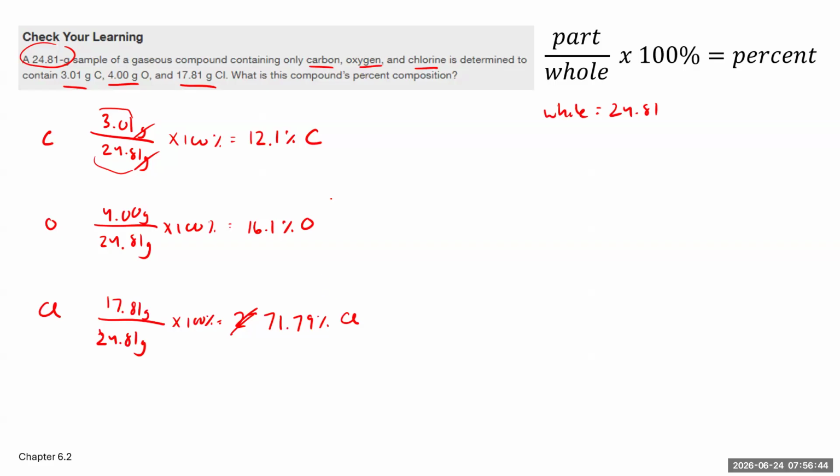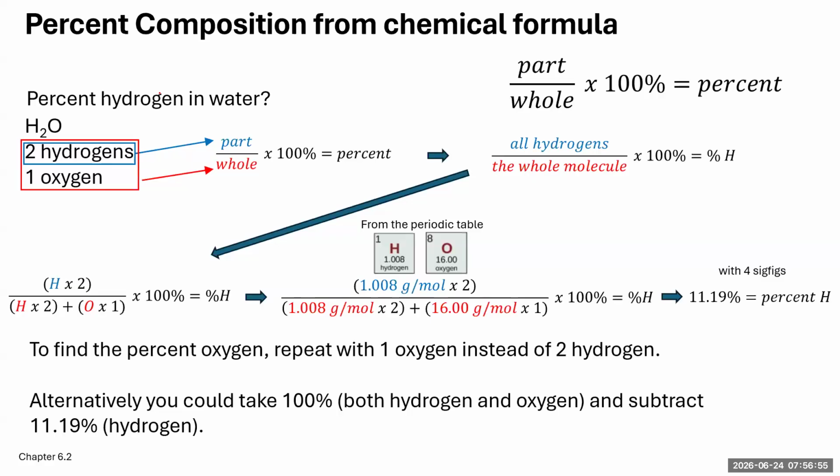All right. Cool. So again, part over the whole. We're going to do this over and over again, right? Nonstop for the rest of your science careers. All right. So now, how do we get percent composition from chemical formula? All right. So we're going to use the same equation.